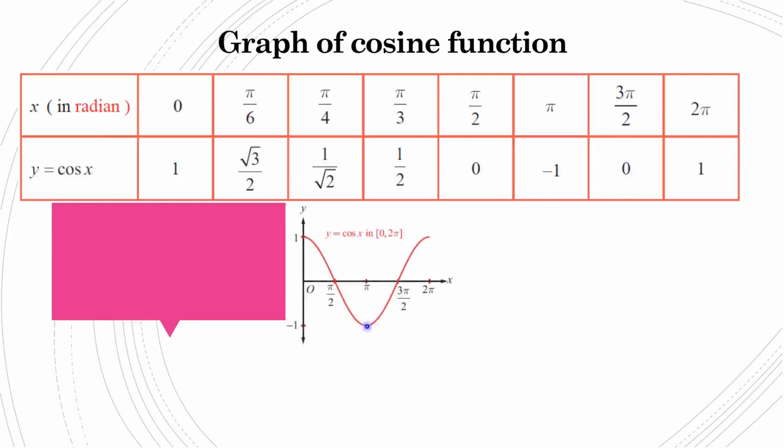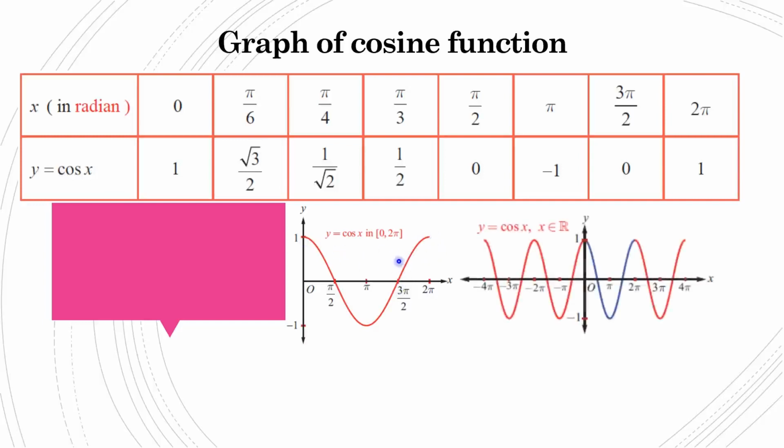Let's see this graph. This is the graph of cos x within the limit 0 to 2 pi. It starts from 0. Starting there, its maximum value is 1 and minimum value is -1. The curve reaches 0 at pi by 2, again 0 at 3 pi by 2, and attains the maximum value again at 2 pi. So this is the graph of cos x within the interval 0 to 2 pi.